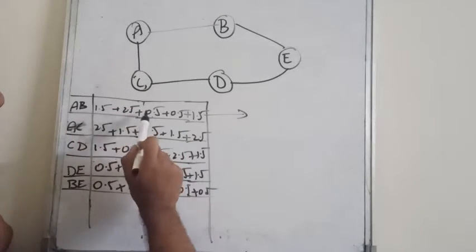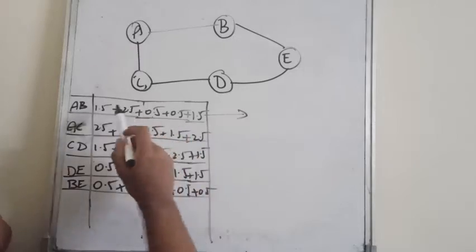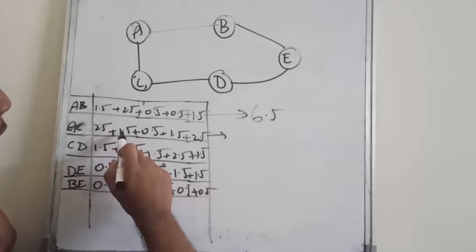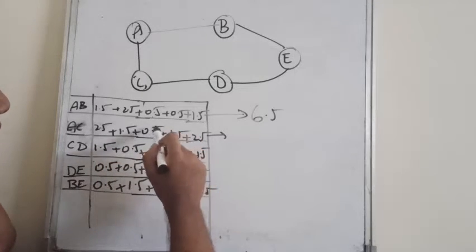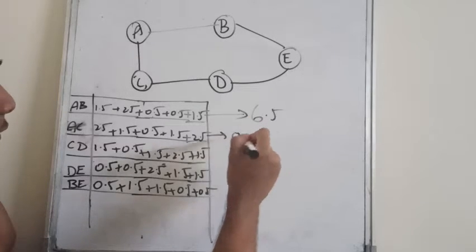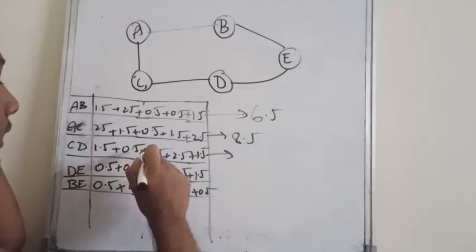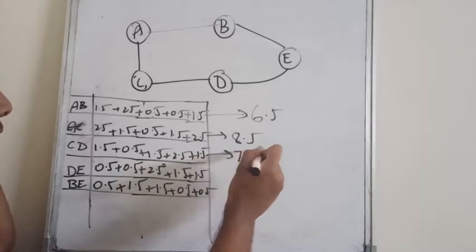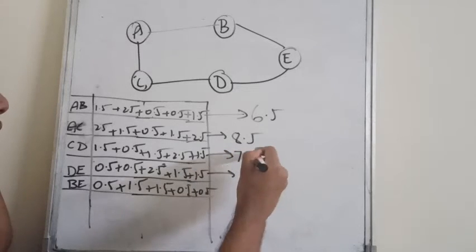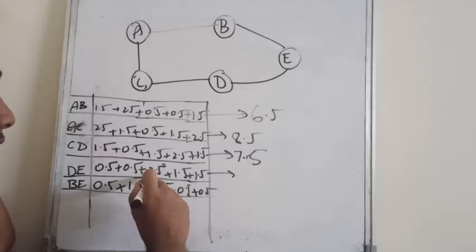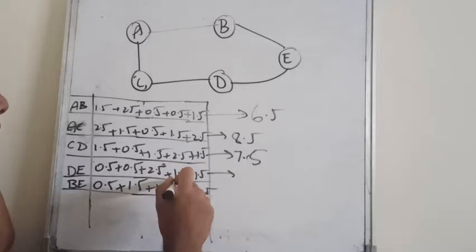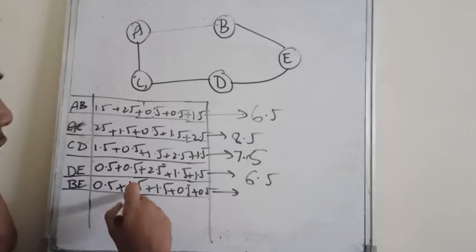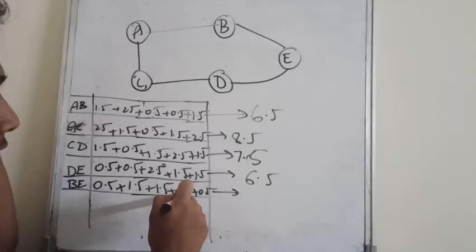2.5 plus 0.5, 3. 3 plus 2, 5, 6.5. Okay, 2.5, 3, 4. 4 plus 2, 6. 6 plus 2, 8.5. This will be 2, 3.5, 4, 5, 6, 7, 7.5. This will be 1, 3.5, 4, 5, 5 plus 6, 6.5, and this will be 2, 3.5, 4, 4.5.